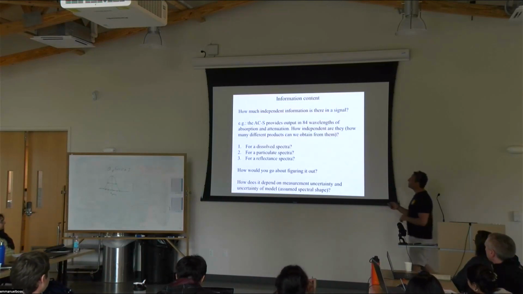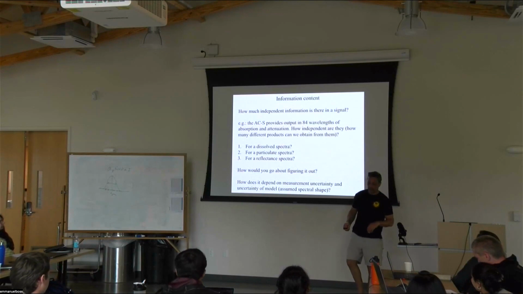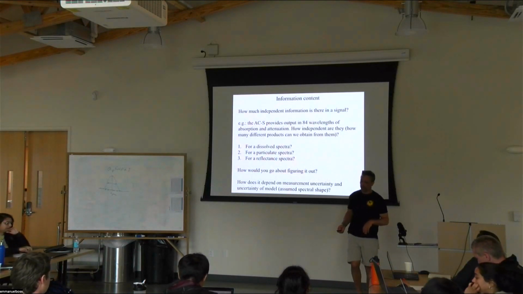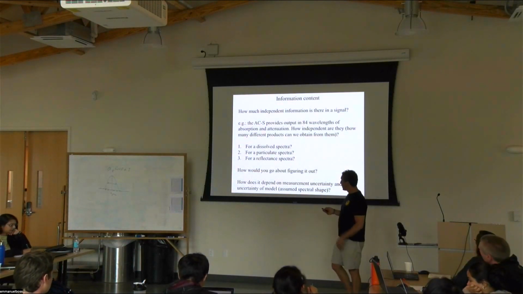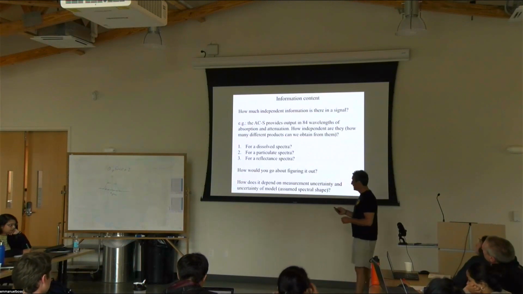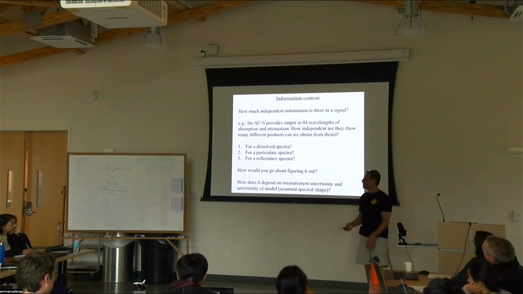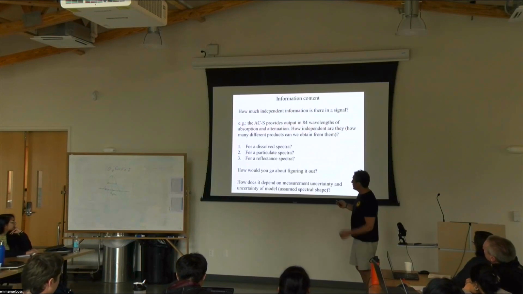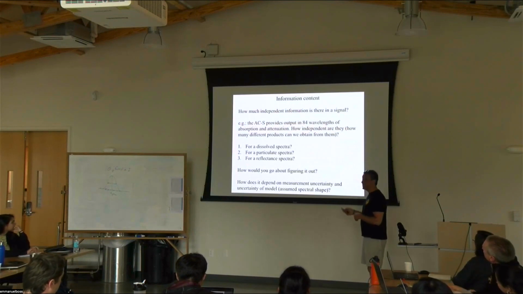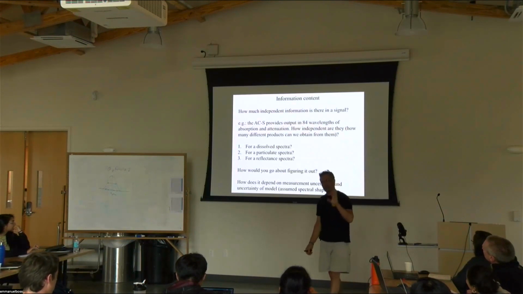We talked a little bit about information content. You saw there was a mention of the paper by Calvi, where he took ACS data and looked at how many degrees of freedom were within that dataset. But you can ask yourself, we talked about the fact that for the dissolved spectrum, despite the fact that I have 84 wavelengths, I can probably fit it really well.